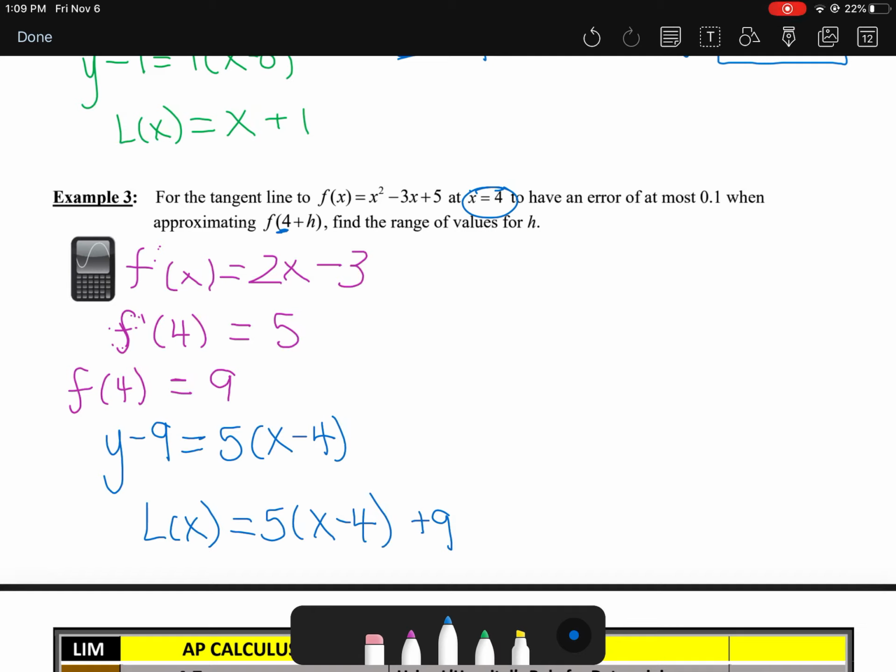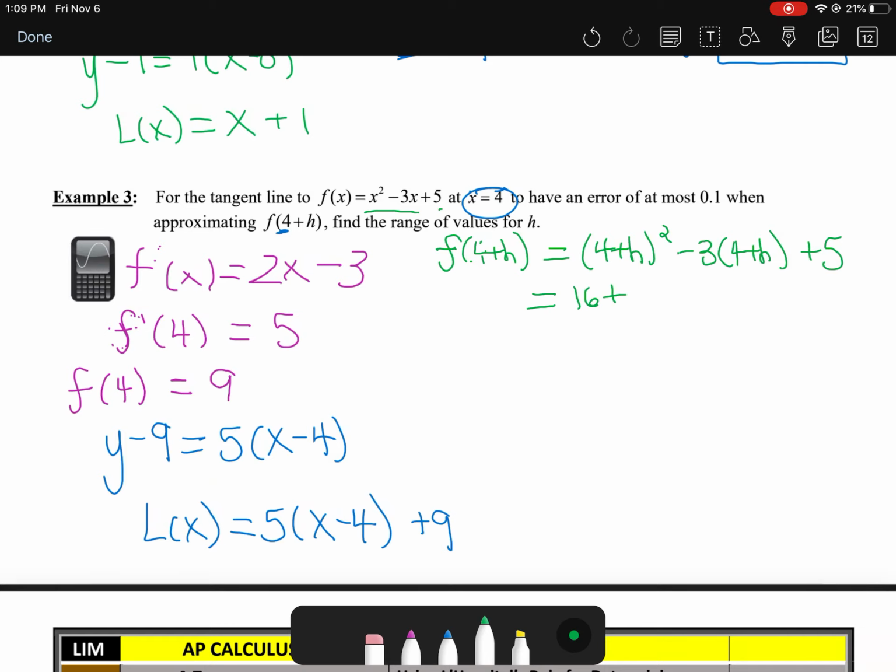Okay, well, now I have to go here. So I want to approximate f of 4 plus h. So let's first figure out what that equation is. So again, that just means where I see x, I'm plugging in 4 plus h. Okay, so distributing here, I get 16 plus 8h plus h squared minus 12 minus 3h plus 5, which is h squared plus 5h plus 9. Okay, so we're going to keep that equation in mind.